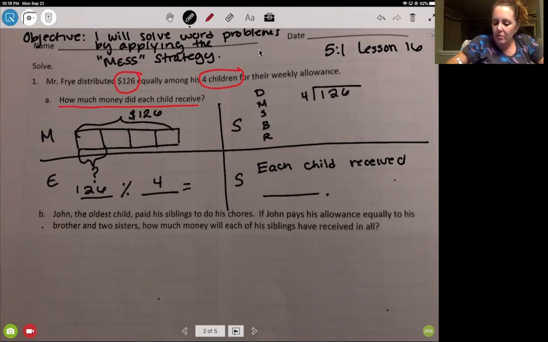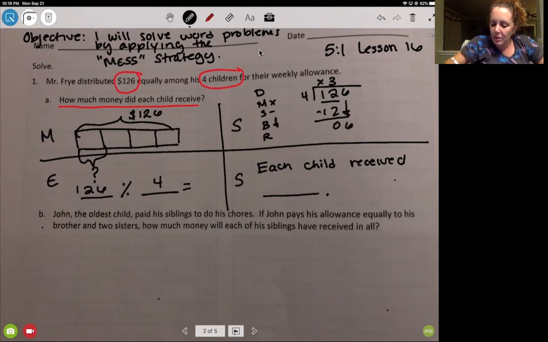4 can't fit into 1. I'm going to put X there. 4 fits into 12 3 times. Now multiply. 3 times 4 is 12. Subtract. And I get 0. I'm going to bring down my 6.